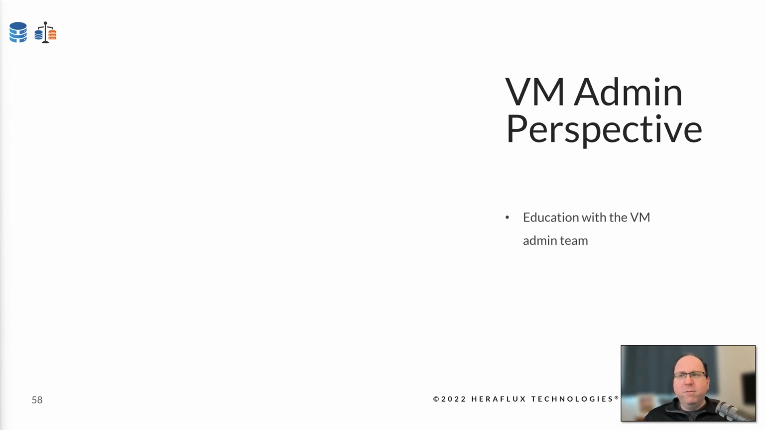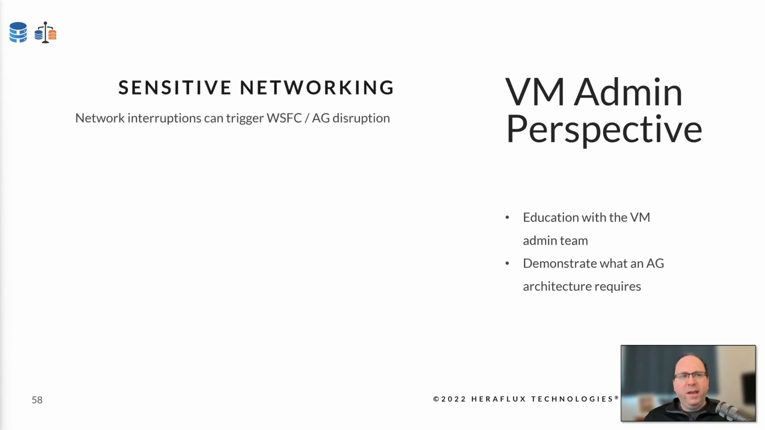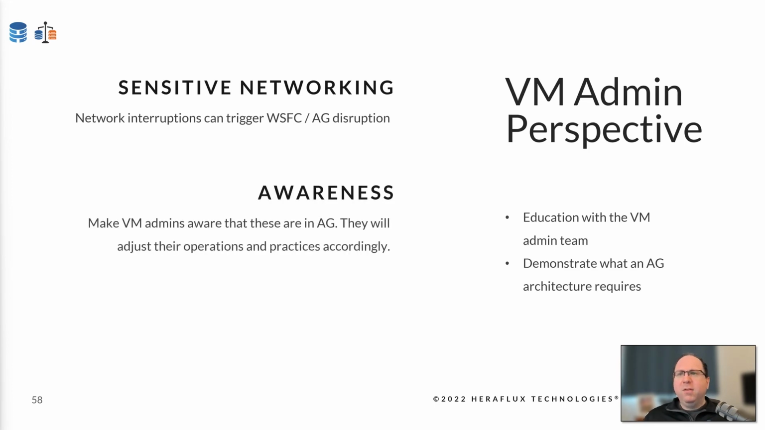Education with everybody involved here is absolutely critical. You have to demonstrate what an availability group architecture requires. It does have sensitive networking needs. So network interruption or CPU scheduling or anything that can really impact this stuff, it's going to trigger disruption, which you don't want.